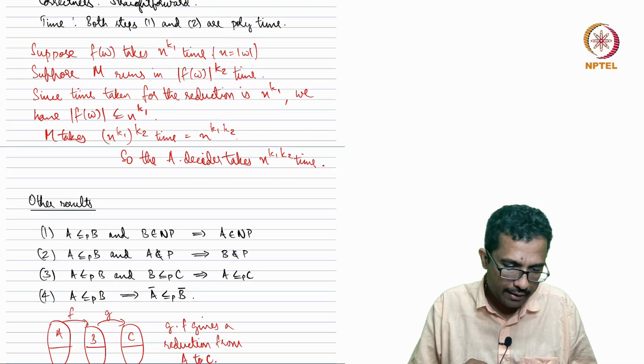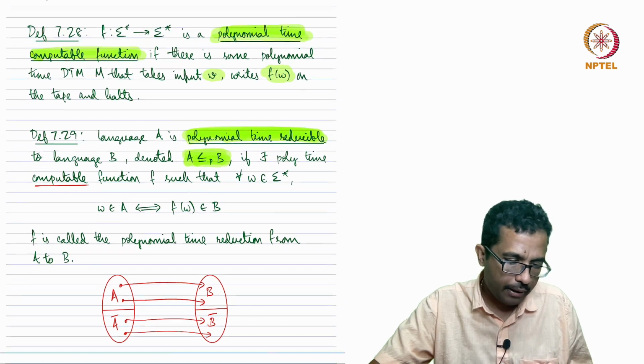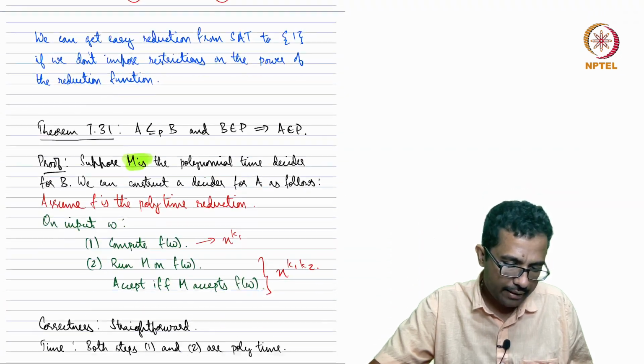So that completes the definition of polynomial time reduction and some properties.